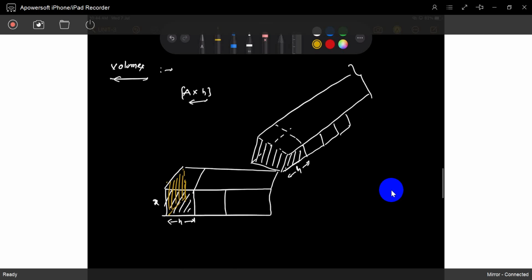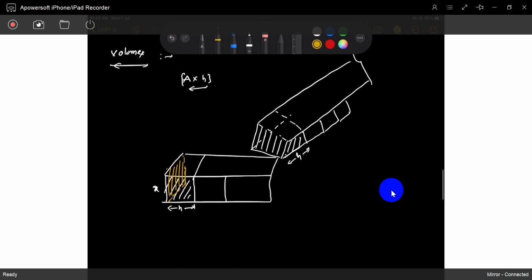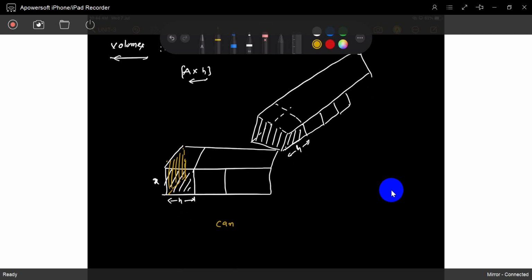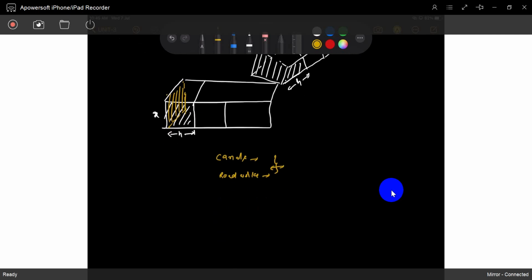But we need to find out where the volumes are important. Not only canals but also road works and transportation. How do we make highway roads? We have to maintain the pavements. How much do we have to dig? Otherwise, if any slopes are there, we have to maintain a uniform level, and we have to fill the gap.